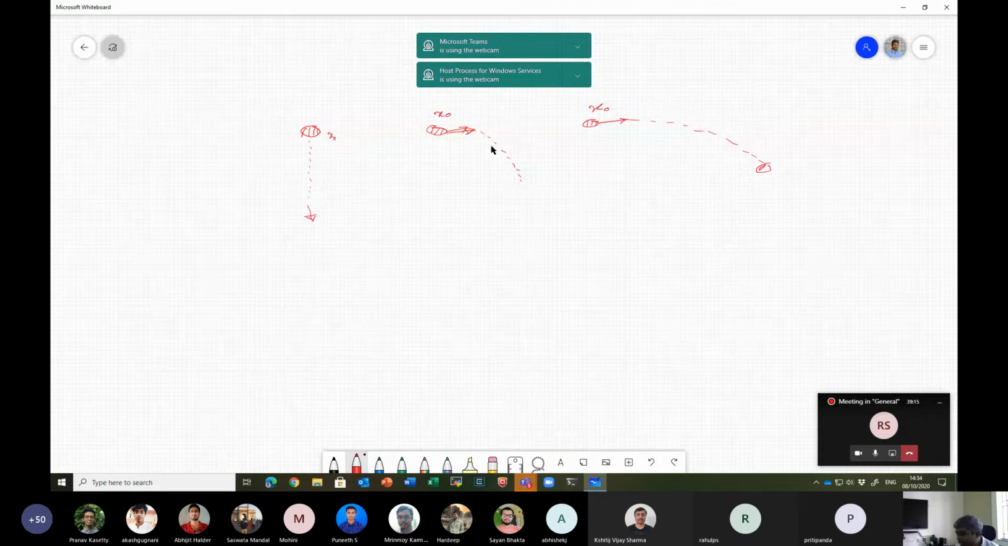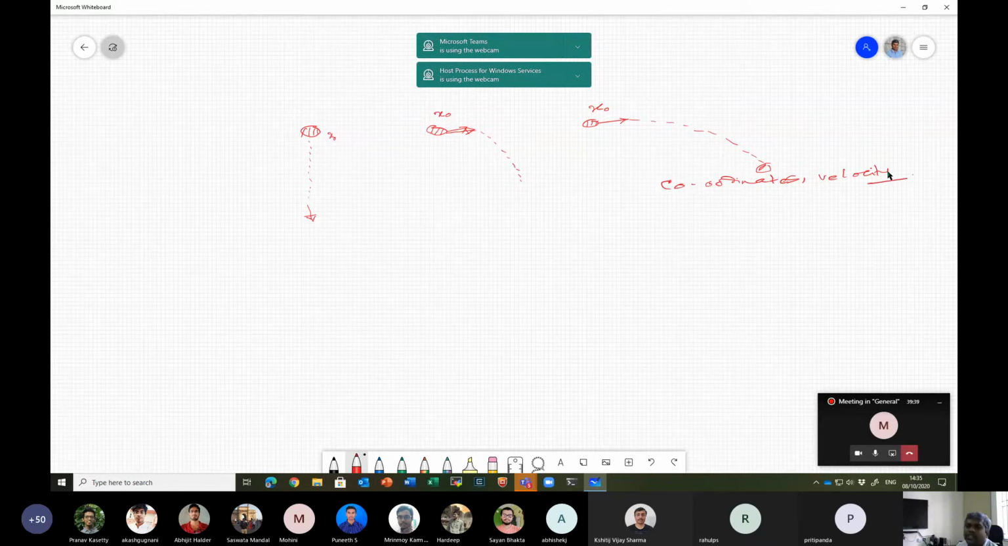So what I'm trying to say here is that if I want to predict the future of the system from the initial one, I need two things. One is the coordinates, and the other one is the velocity. Okay, so this is the important thing. I need two quantities to describe a system in a space, right? One is the coordinates, another one is the velocity.